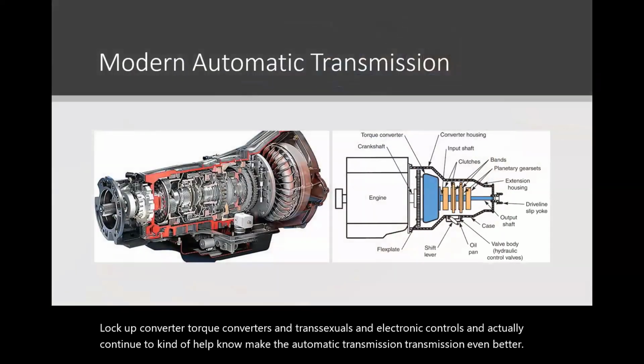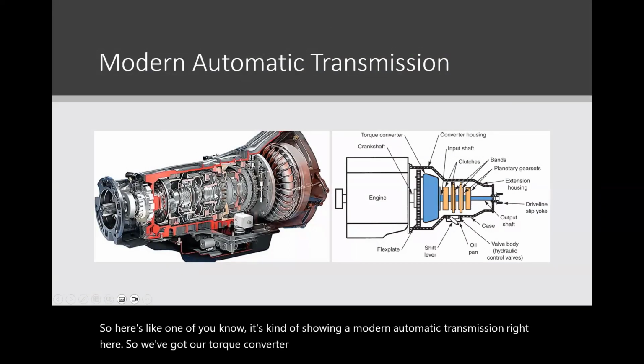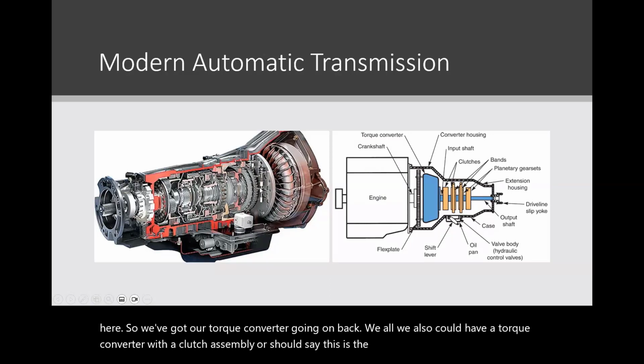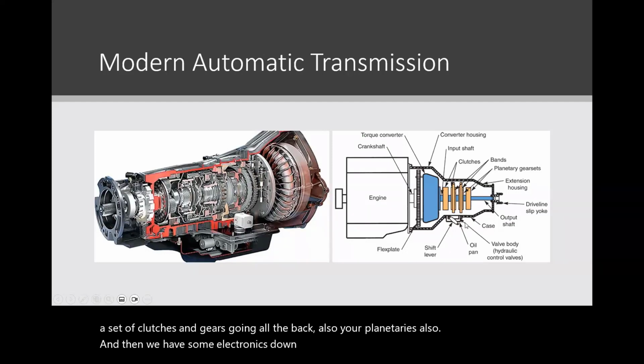So here's one, kind of showing a modern automatic transmission right here. We've got our torque converter going on back. We also could have a torque converter with a clutch assembly, or I should say, this is the oil pump up front. And then we have a set of clutches and gears going all the way back, also your planetaries. And then we have some electronics down into the pan right here.